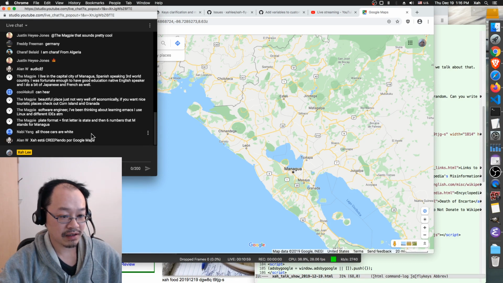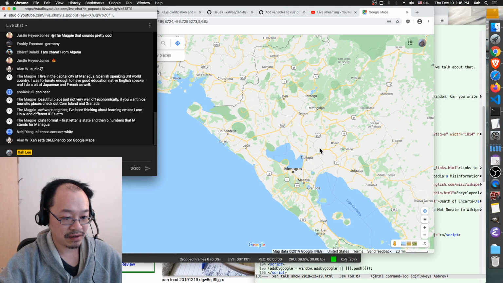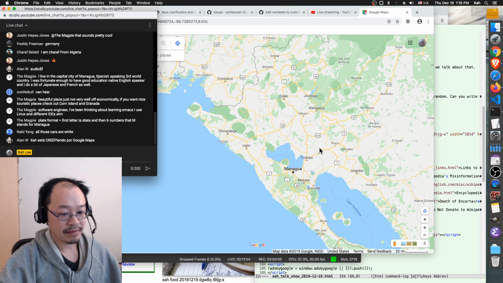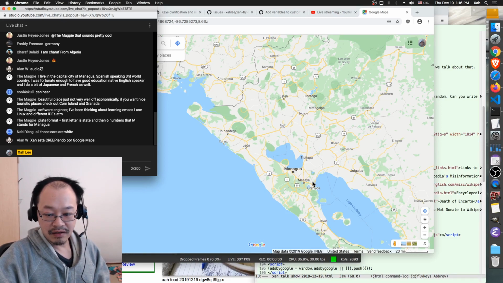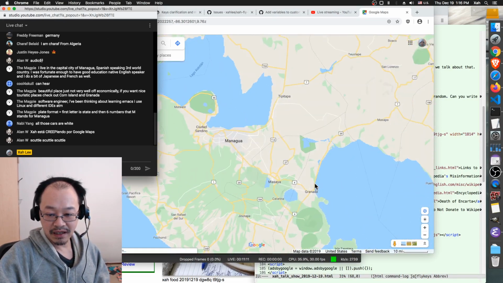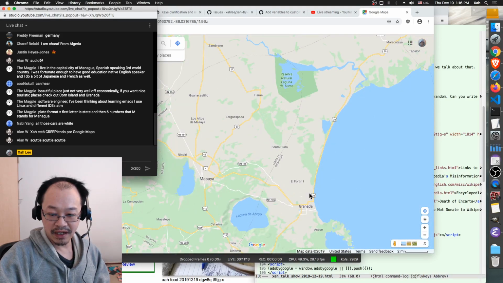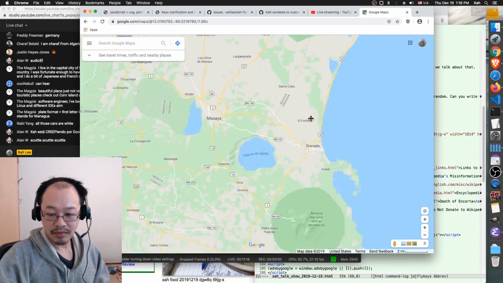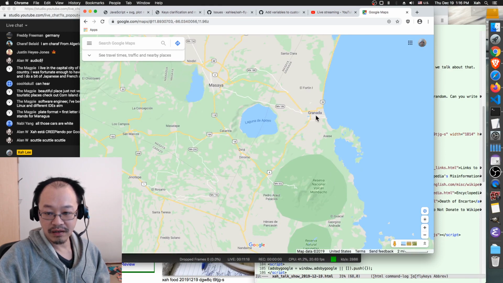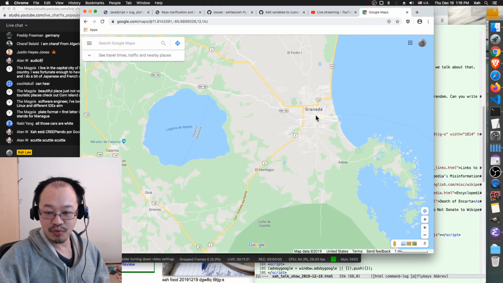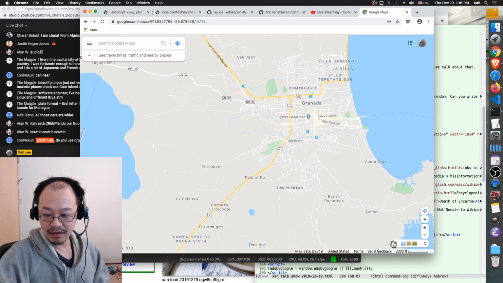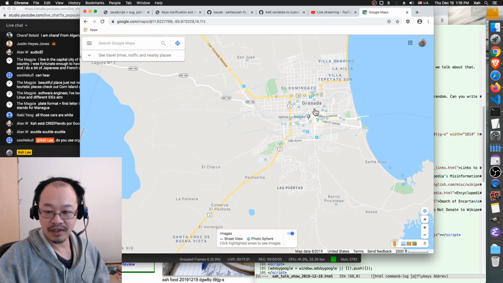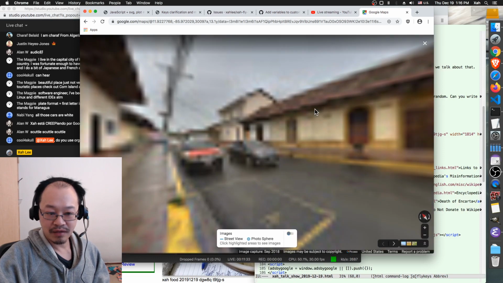Okay, all those cars are white. Yeah, that's interesting. What's the deal? Granada. So Magpie says Granada is kind of a tourist place. So let's drop in, have a look. Granada. Can we see all the reef beach, those kind of places? Okay, they don't have street maps, so let's just drop in a random place.